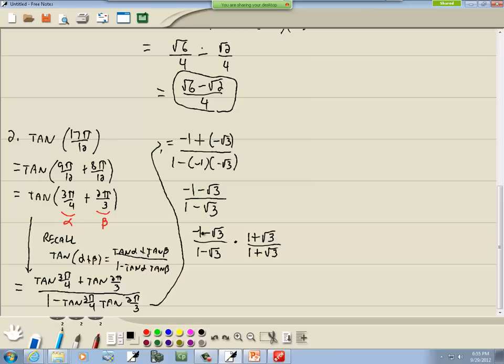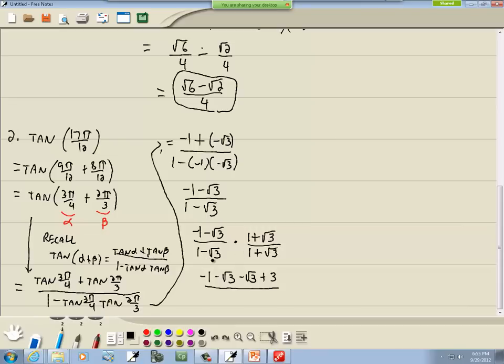Now up on top, when I multiply these together, I get negative 1 times 1, that gives us negative 1. Negative 1 times square root of 3 is negative square root of 3. Negative square root of 3 times 1 is negative square root of 3. And negative times a negative is positive, and square root of 3 times square root of 3 gives you 3. Now let me double check that. Okay, yeah.